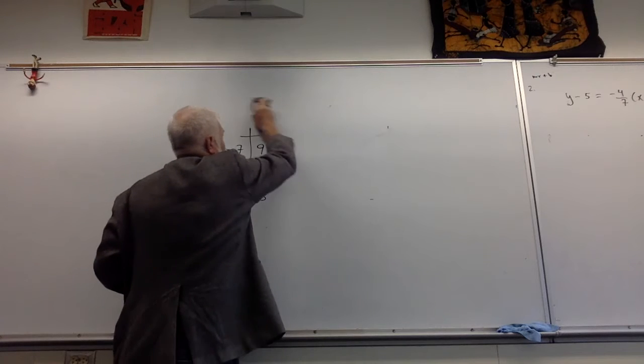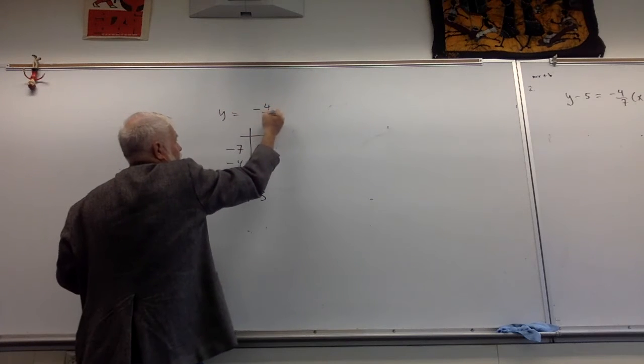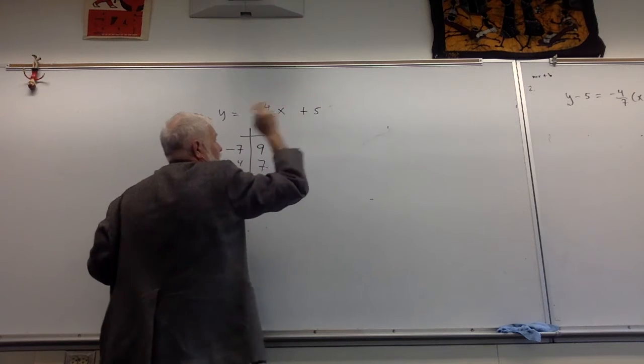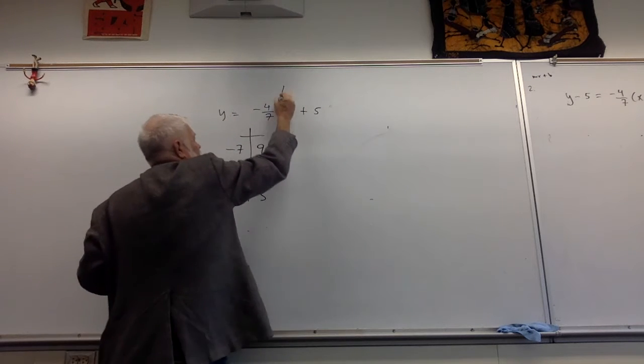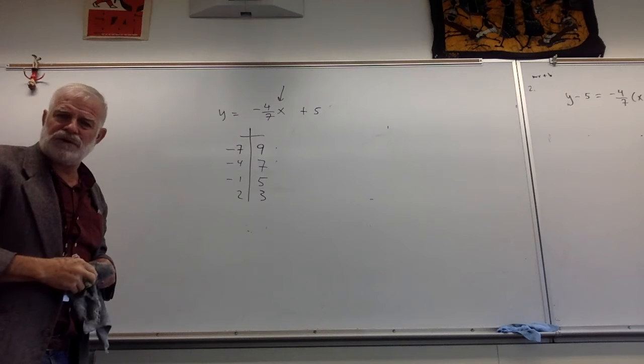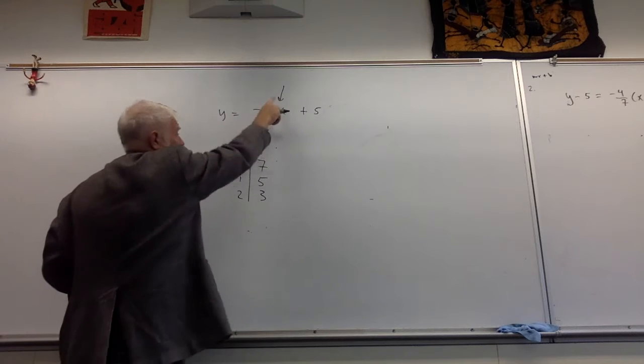Now, occasionally I'll throw in -4/7 x, no parentheses, +5. Again, we want our multiplication to be 0. That's what we did in the first two. We wanted our multiplication to be 0. So what makes multiplication here 0?